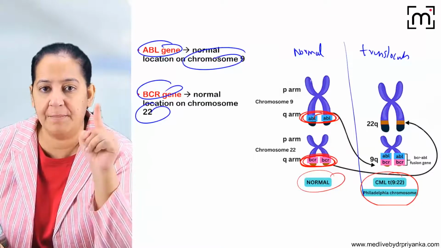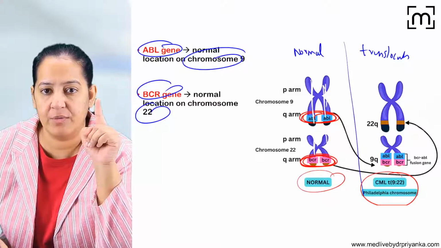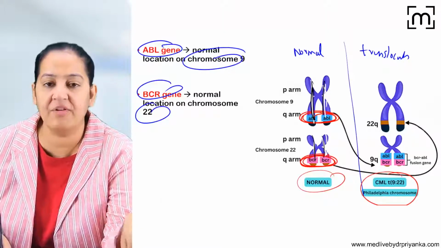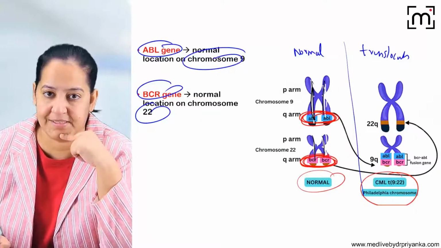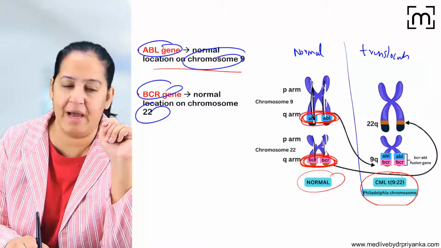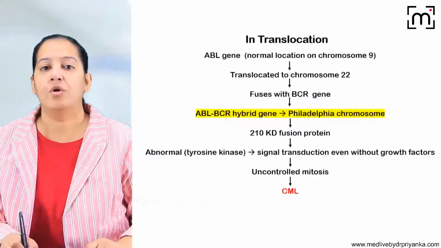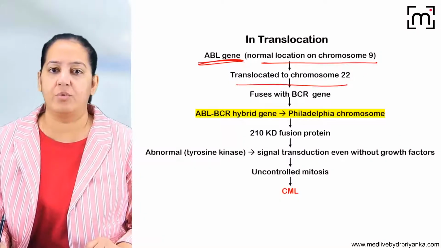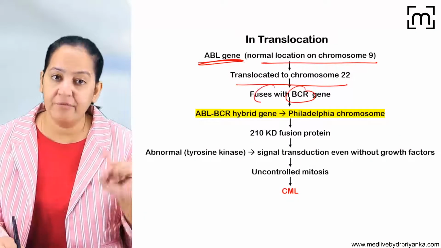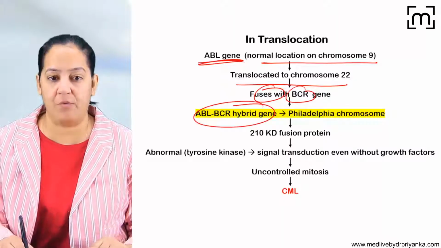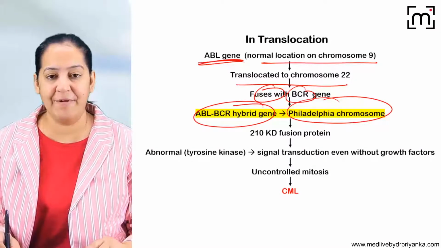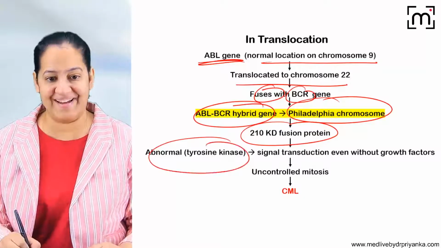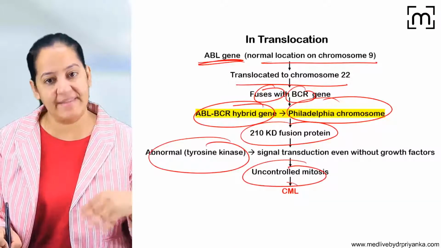Now I want you to appreciate the pair of 9 and pair of 22. This is pair of 9. This is pair of 22. On pair of 9, you can see ABL. On pair of 22, you can see BCR. Now during translocation, ABL which is present on 9 normally, gets translocated to 22. On 22 we already have BCR, so ABL fuses with BCR, and because of the fusion a hybrid gene is formed, and that is known as Philadelphia chromosome. The hybrid gene size is 210 kilodalton. You have to learn the size. That leads to formation of abnormal tyrosine kinase, and that leads to uncontrolled mitosis, and that leads to CML.